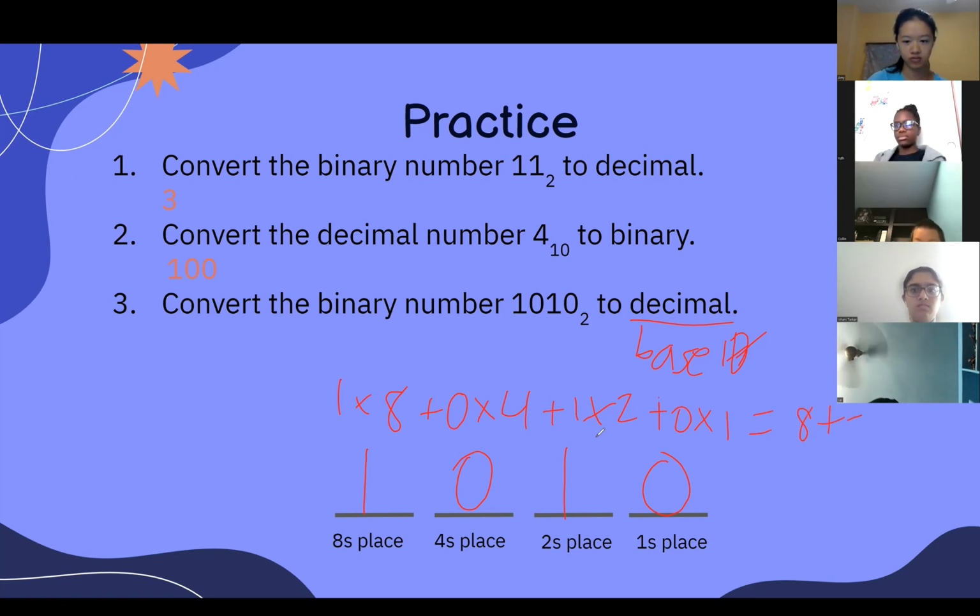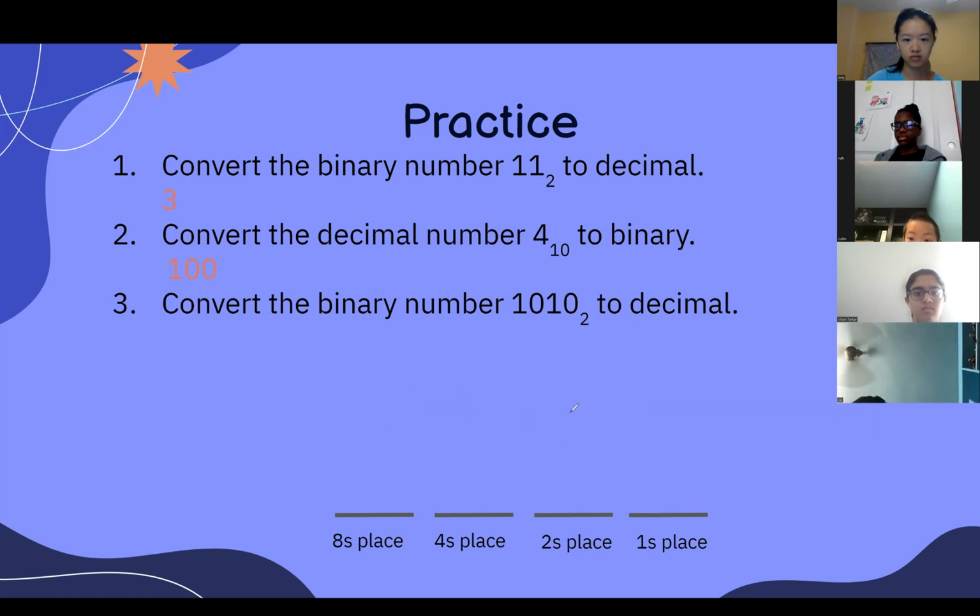Okay, so if you look at the bottom and how it says 1's place, 2's place, 4's place, and 8's place, basically those represent different powers of 2, because you can only use 0 or 1. So if you see a 1 in the 8's place in 1010, you have to multiply 1 times 2 to the third.